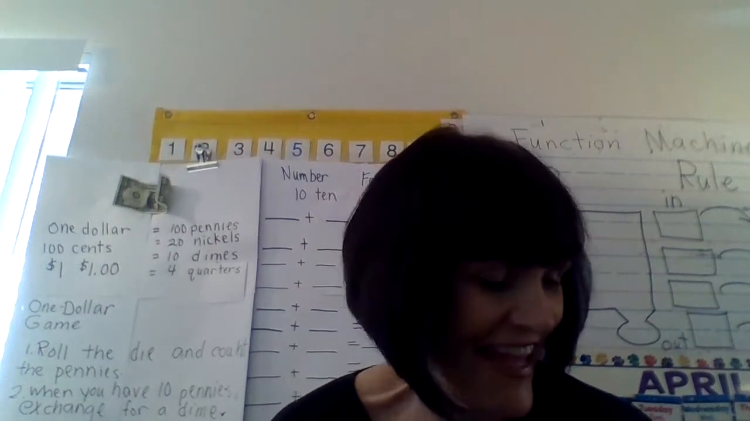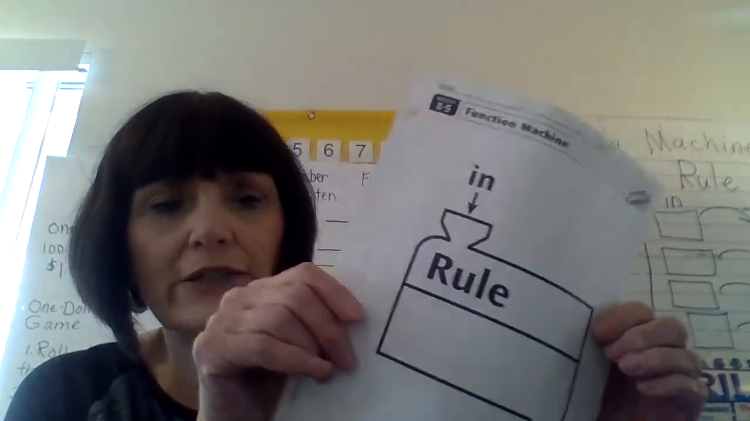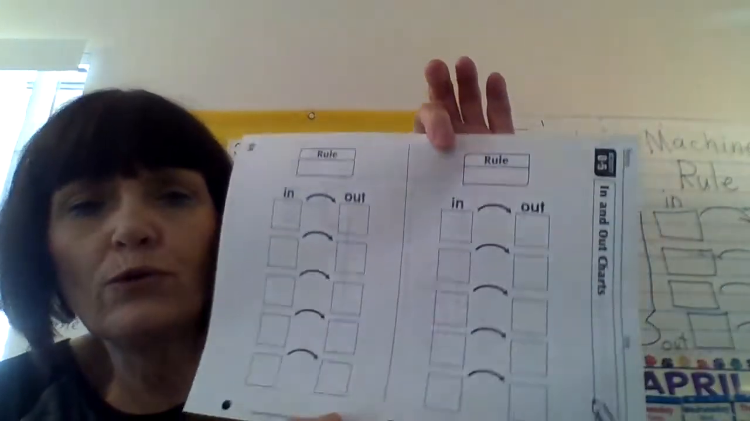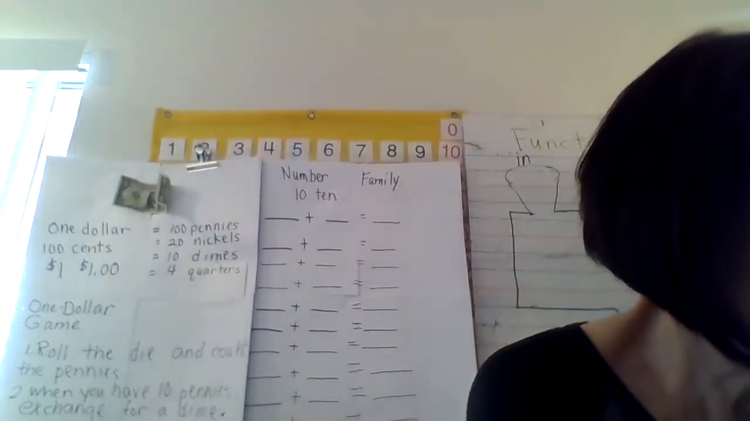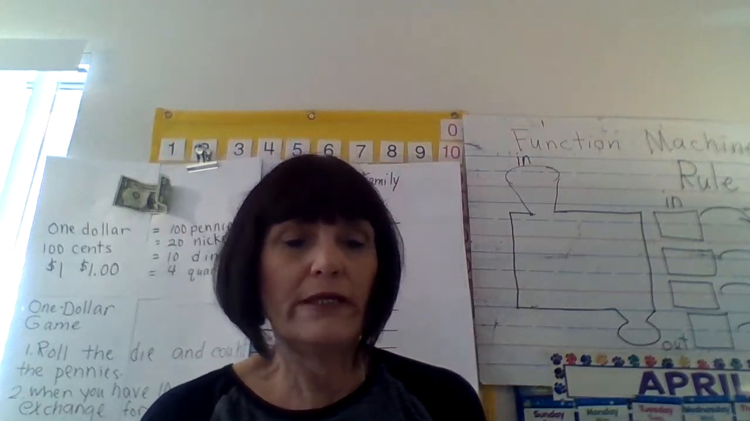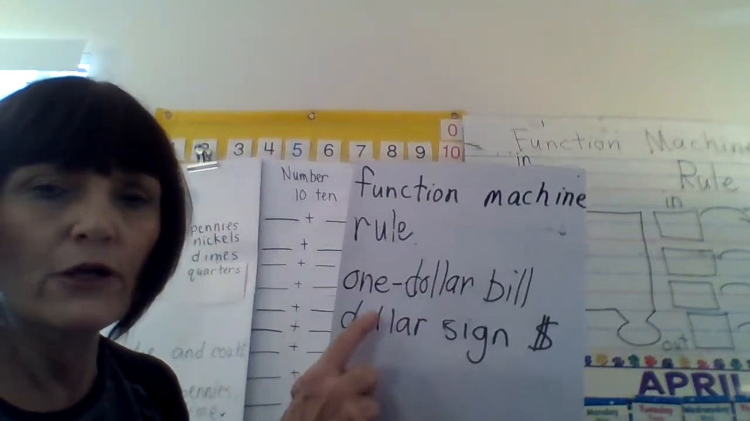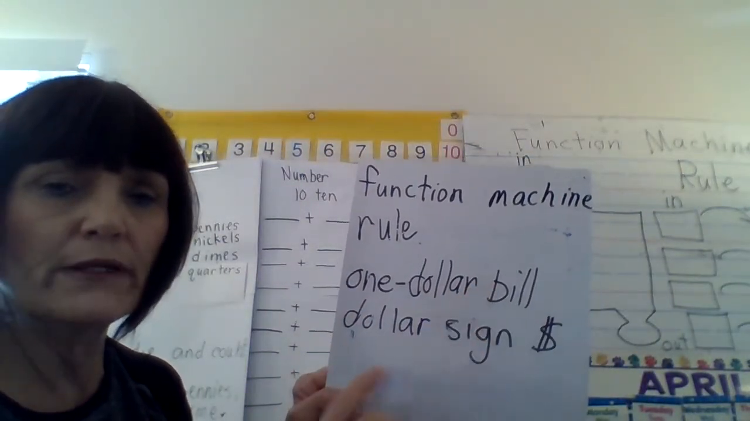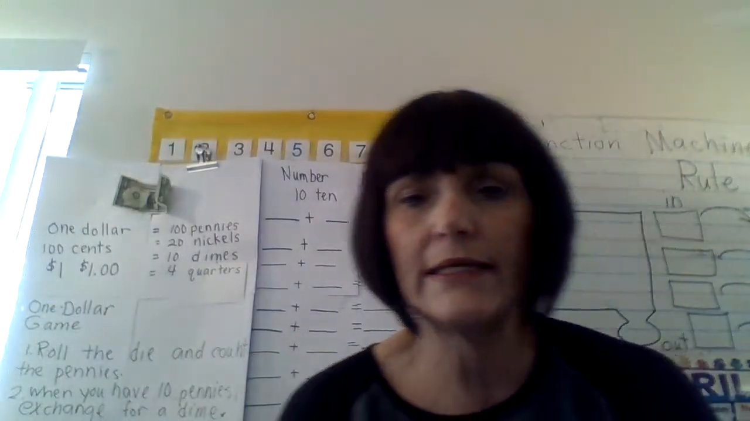Hello! Today in math, you're going to need your function machine page with the rule page on the back. You're going to need a pencil, maybe your wipe-off board and a marker, and we're going to be talking about function machines and the rules that go along with them. We're going to talk about the $1 bill and the dollar sign. Okay, let's get started right now.